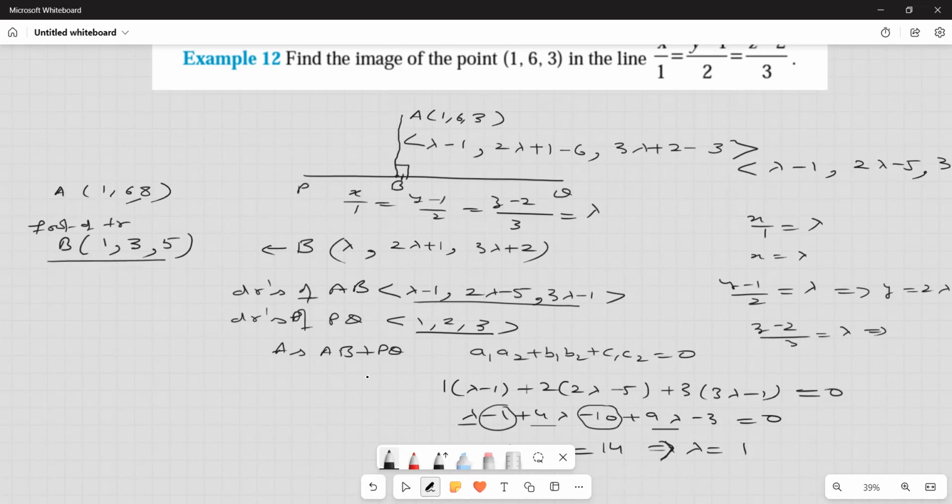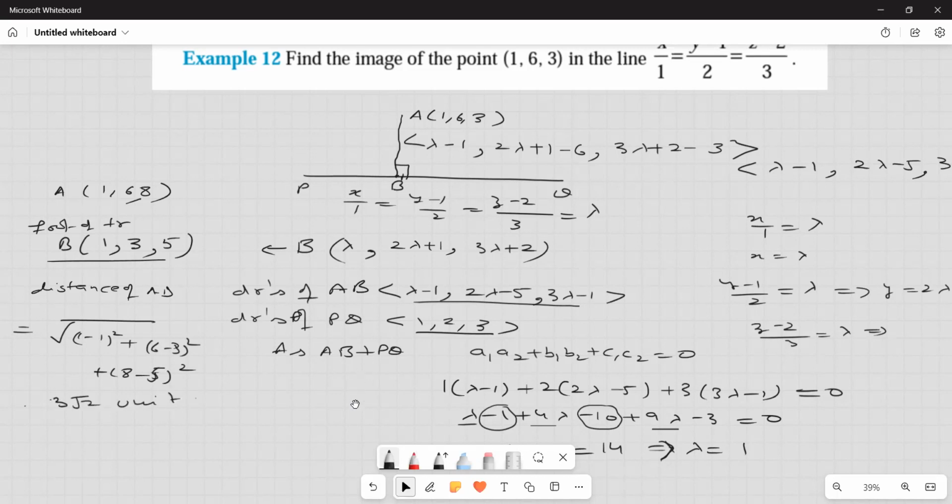Now, if they ask you the distance of AB, that will be by the distance formula, the square root of (x2 minus x1) squared plus (y2 minus y1) squared plus (z2 minus z1) squared. So that will be 0, 9 and 9, which is 18. The square root of 18 means 3 root 2 units. That is the distance between A and B.